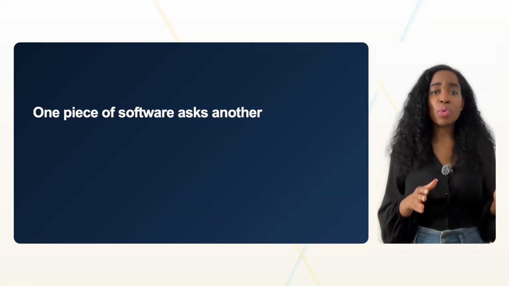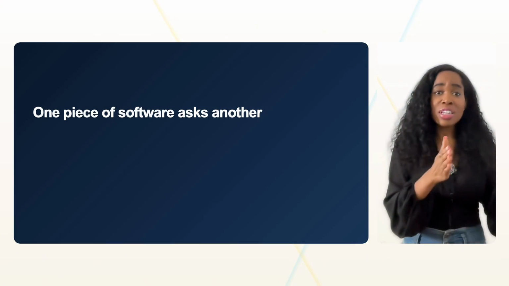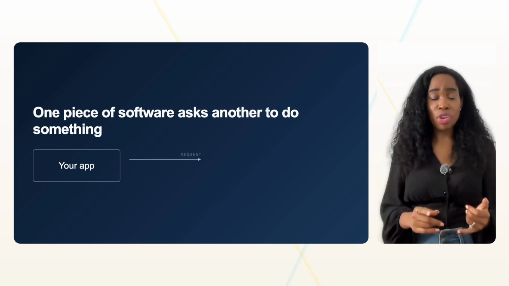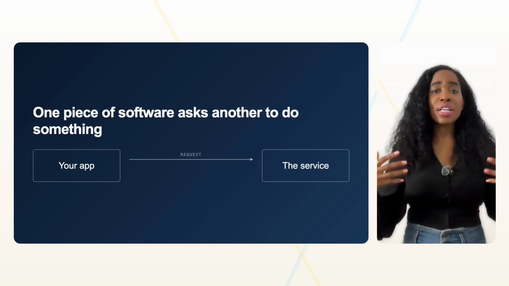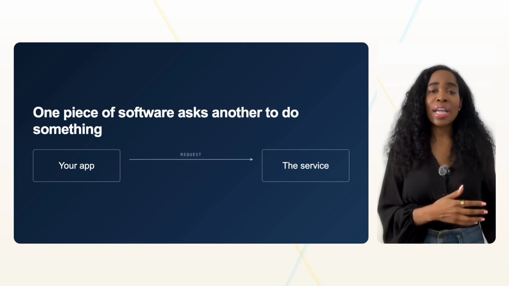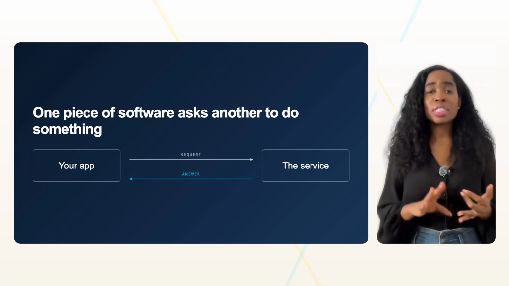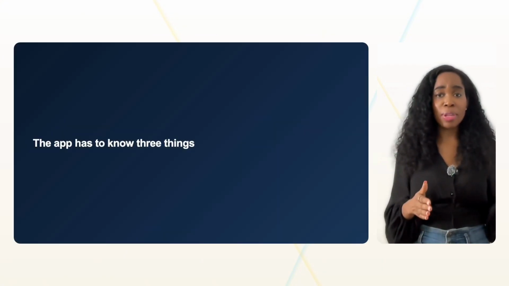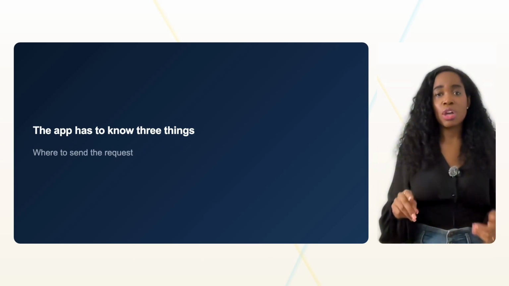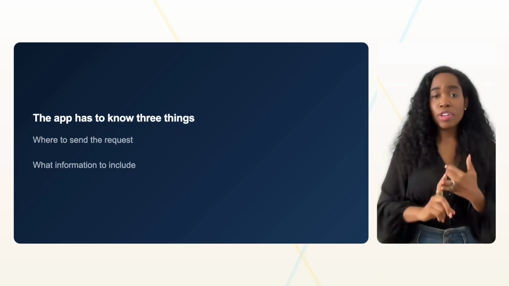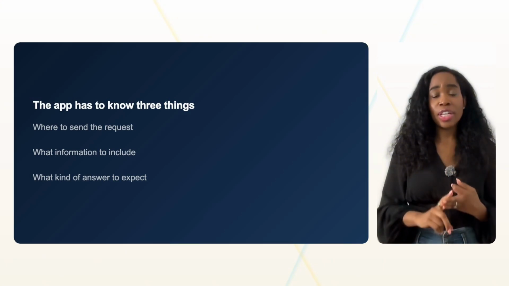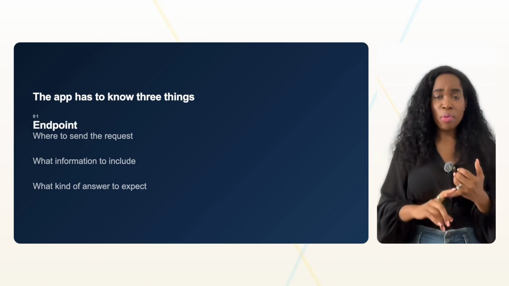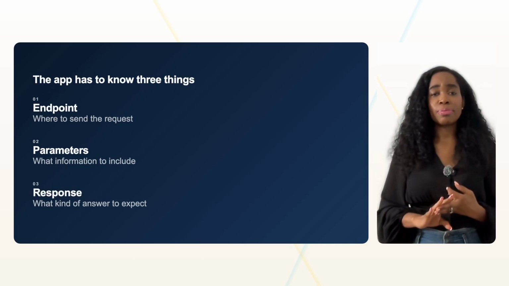An API is simply a way for one piece of software to ask another piece of software to do something. That's it. One application sends a request, another application processes that request, then sends back an answer. It's fast, predictable, and it is incredibly reliable. But for that exchange to work, the first application has to know three things: where to send the request, what information to include, and what kind of answer it's expecting back. In technical terms, those are called the endpoint, the parameters, and the response.